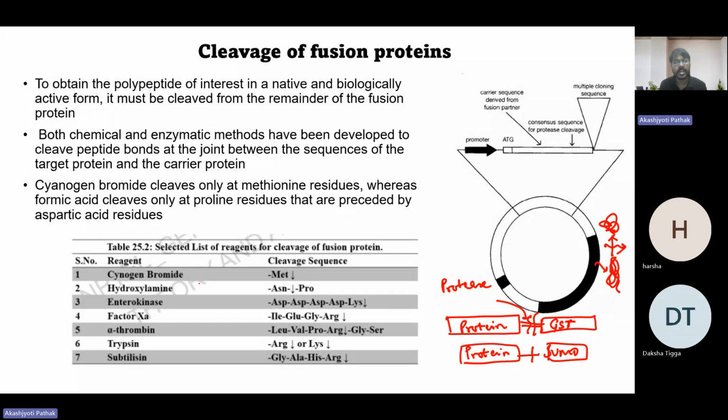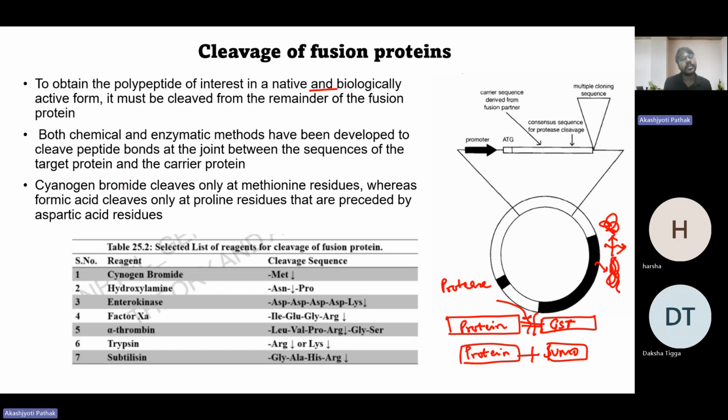So there are different chemicals that can be used, or different types of enzymes which can act on this linker sequence and cleave your protein from your fusion protein. Okay. So now, to obtain the polypeptide of interest in the native and biologically active form, your protein of interest must be cleaved from the remainder of the fusion protein. So both chemical and enzymatic methods have been developed to cleave peptide bonds at the joints between the sequences of target protein and carrier protein.